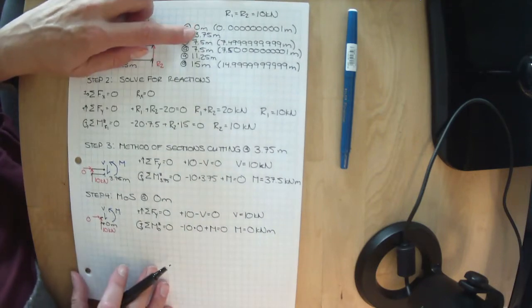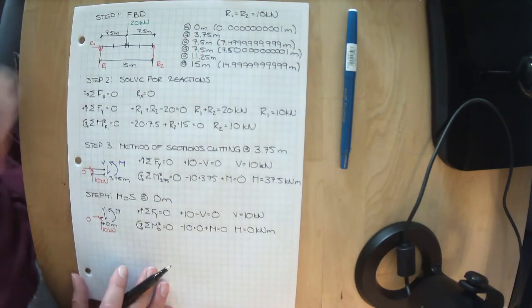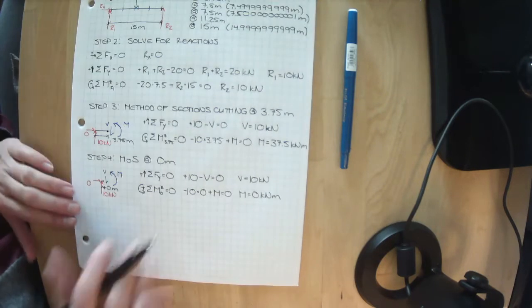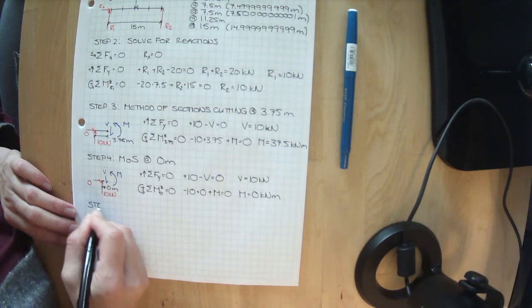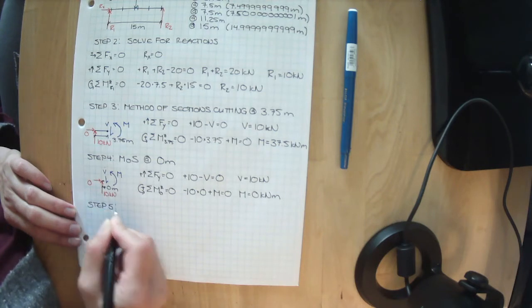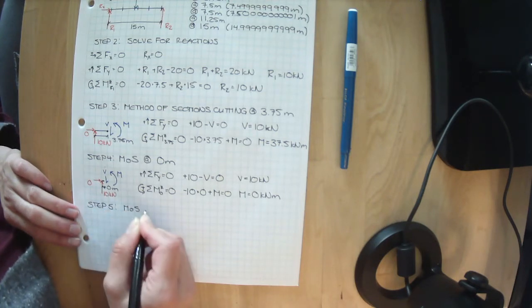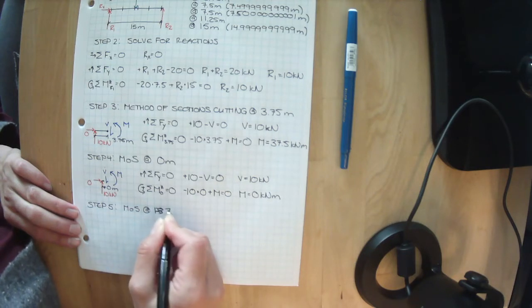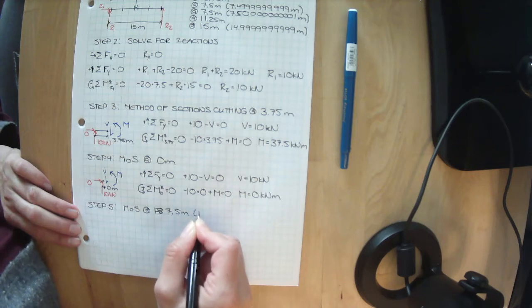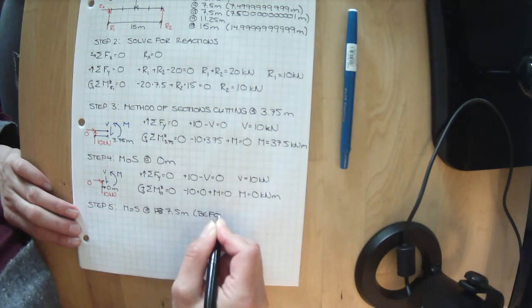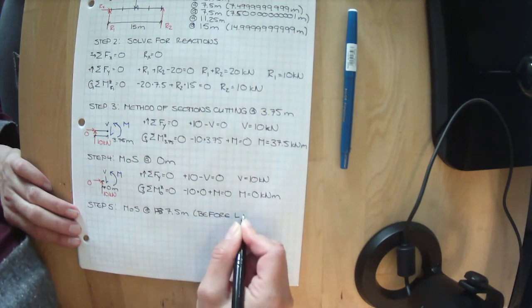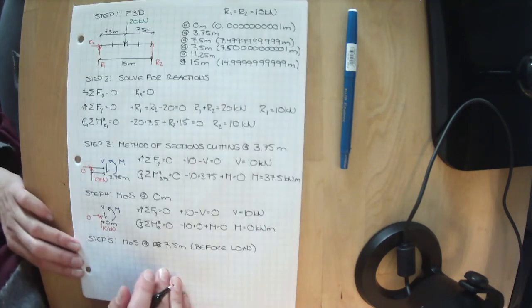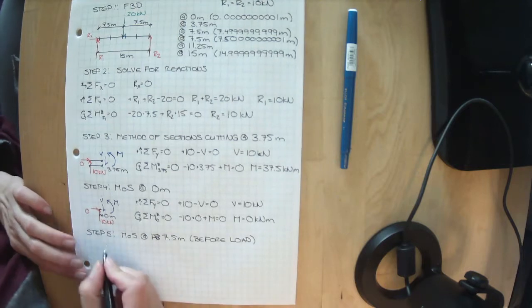Okay, so we've done these first two. Let's go in order now. Let's do it just before our 20 kilonewtons is applied. So method of sections at 7.5 meters, just before the load. So just before our 20 kilonewton point load is applied.